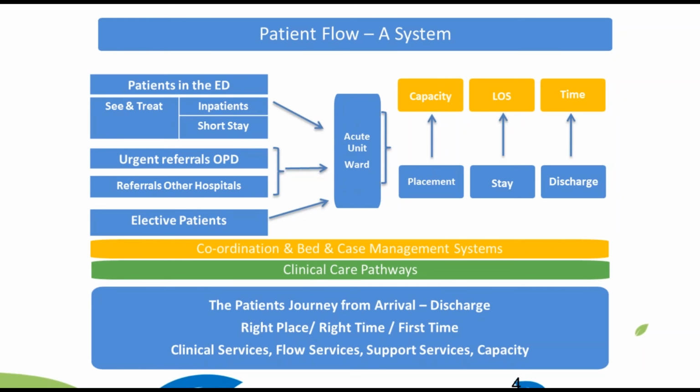Though it sounds very simple, patients come into the ED, they go into different areas there, they go to see and treat and they go home, hopefully. They go in as inpatients, they may go to a short stay, and from there they go to the wards. But we also get onto the wards urgent referrals from outpatients for people who are very ill. We get referrals from different hospitals. And we also have a number of elective patients coming into the system. So quite a lot of demand coming into what is usually a very constrained area, i.e.